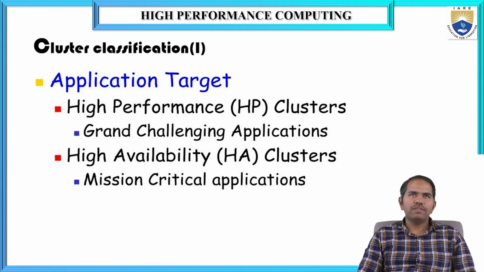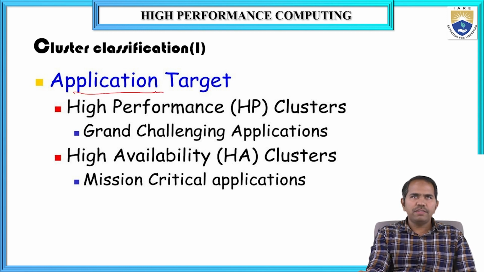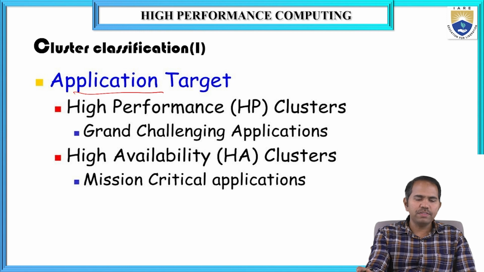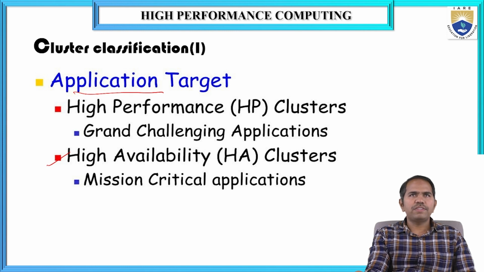Now see here, cluster classifications. The theory of cluster classification will be focused on 5 areas. The first thing in the outline is application target. The application target gives high performance clusters, which handle grand challenging applications, and high availability clusters, which focus on mission critical applications. So this is the first type of cluster classification.